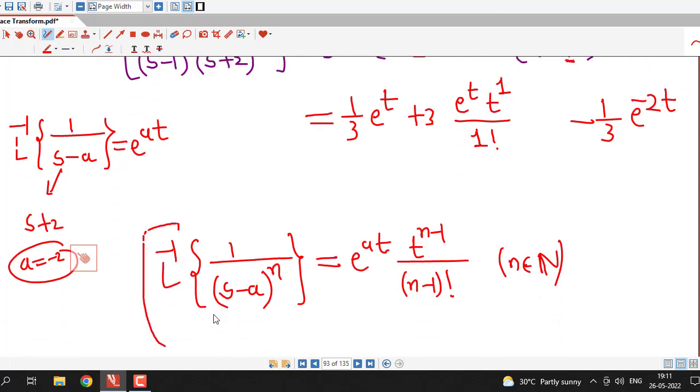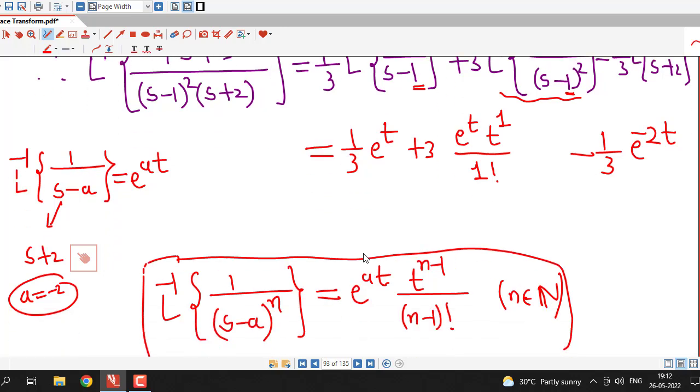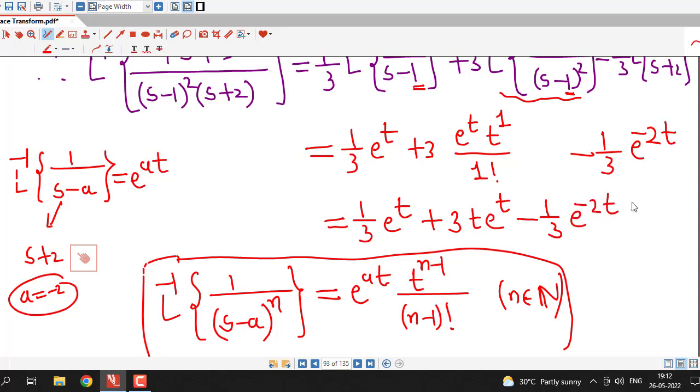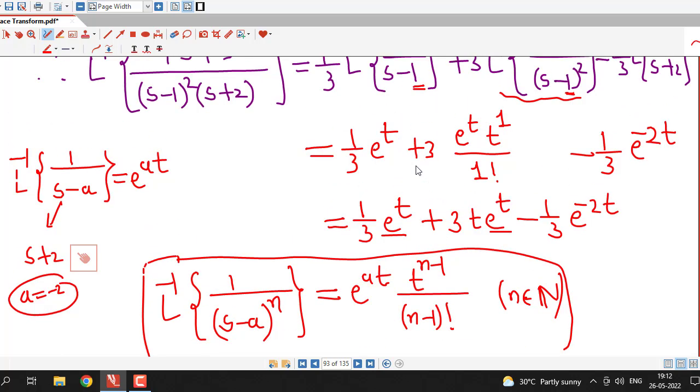So you must remember all these formulas. If you are not familiar with these formulas, then you cannot write the inverse Laplace transform. So we are using this formula with a equal to 1 and n equal to 2. Now we can simplify this. This is 1 by 3 e raised to t. 1 factorial is 1, and this we write as 3 times t times e raised to t, minus 1 by 3 e raised to minus 2t. And if we wish, we can take e raised to t common here, or we keep this as it is.